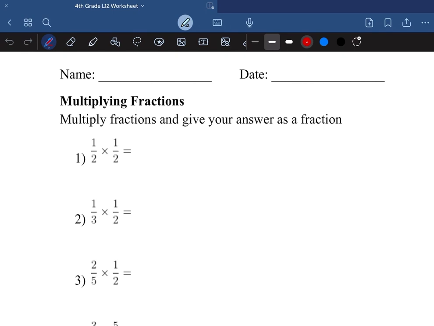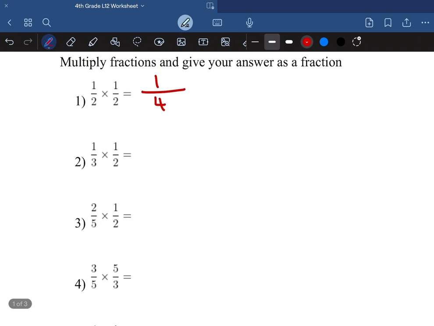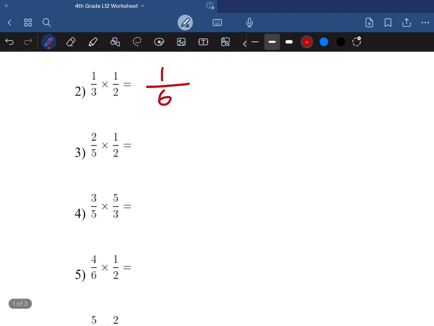So 1 times 1 is just 1 over 2 times 2, which is 4. So the answer for number 1 is just 1 over 4. Number 2, we have 1 over 3 times 1/2. 1 times 1 is 1. 3 times 2 is 6. So the answer is 1 over 6.